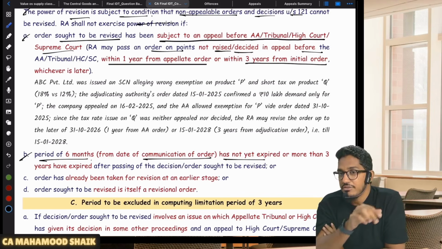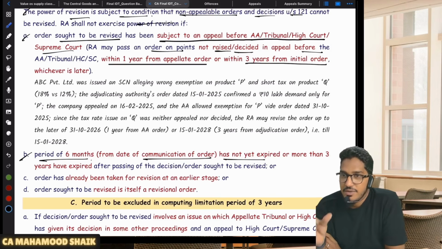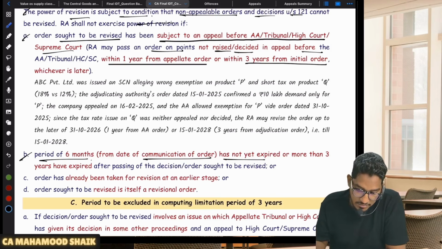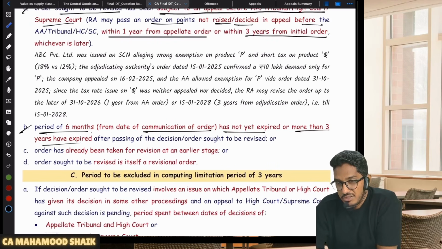Now you don't go and interfere in between. If you come and interfere, the department will say, we are going for appeal. Who are you to come in between? Our order is not yet final. Then you will become a fool there. So that's why revision should not be started unless and until the period of 6 months has expired. And also beyond 3 months you can't do it.